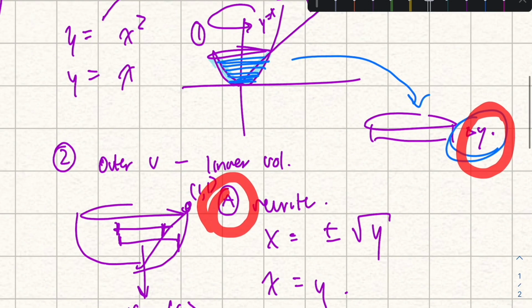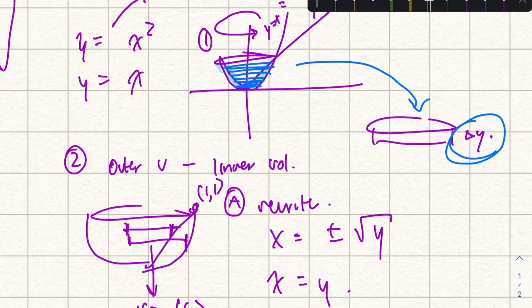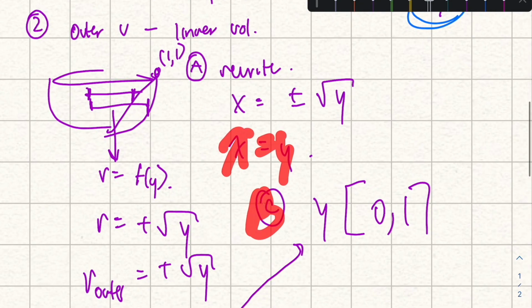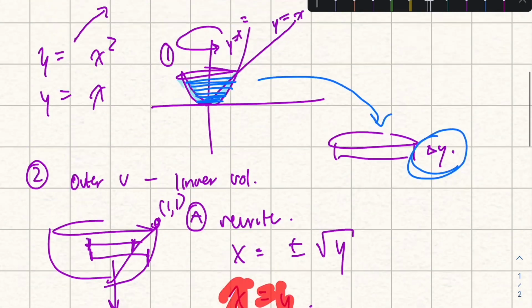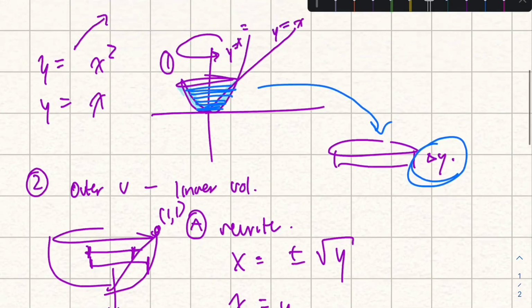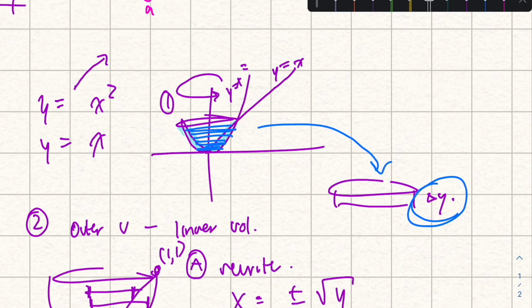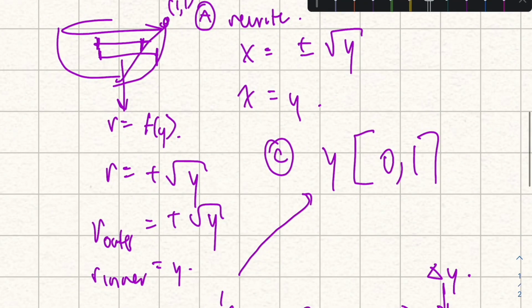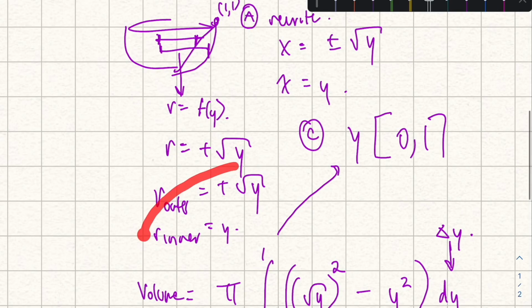Second, that means we have to rewrite our variables. So y equals x squared becomes x equals positive negative root y, and x equals y. And part 2 is that we have to determine the bounds, which we know is from 0 all the way to the point of intersection, which is at y equals 1, between the x equals y and the x equals positive negative root y.